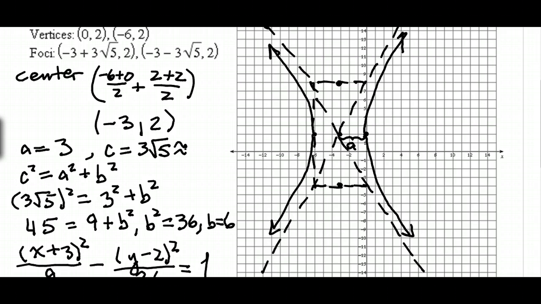3 root 5 is about, how much is it? 6.7. Alright, so I'm going to graph my foci. So from the center, I'm going to go 1, 2, 3, 4, 5, 6.7. So there's one foci. Notice it's inside the curve. And then 1, 2, 3, 4, 5, 6.7. There's my other foci. So there you have it.